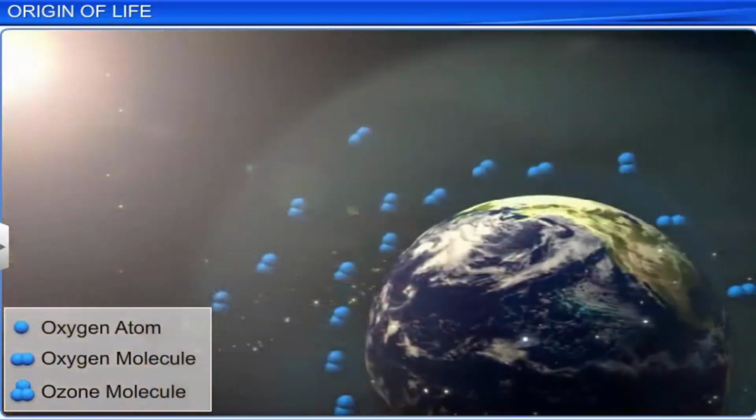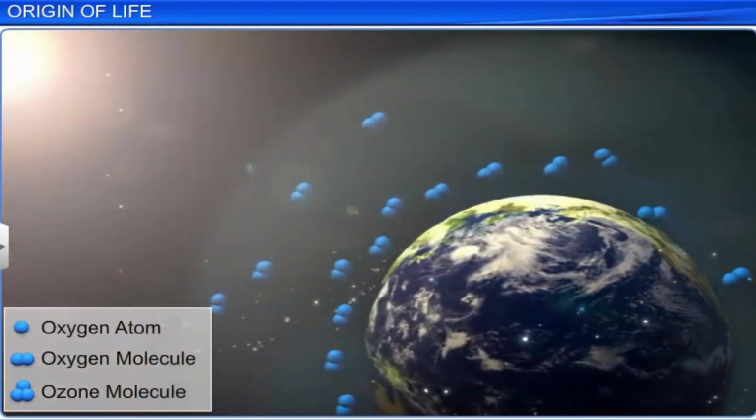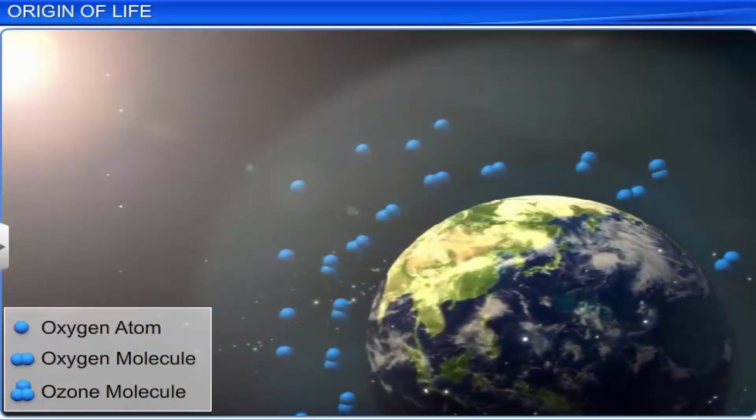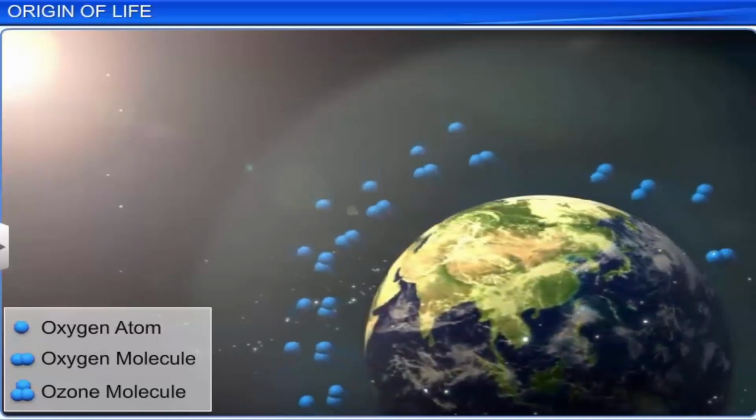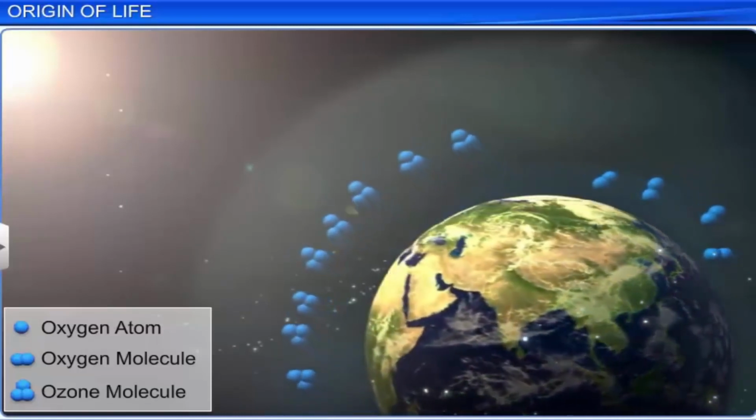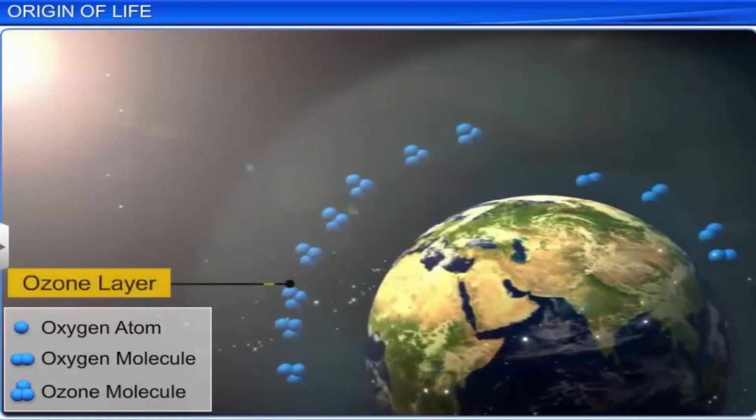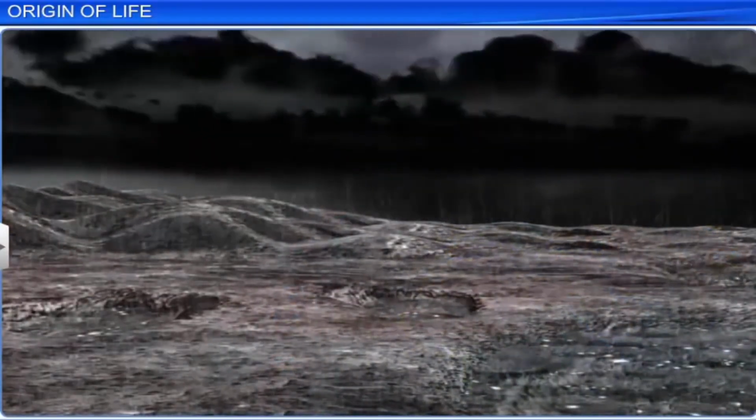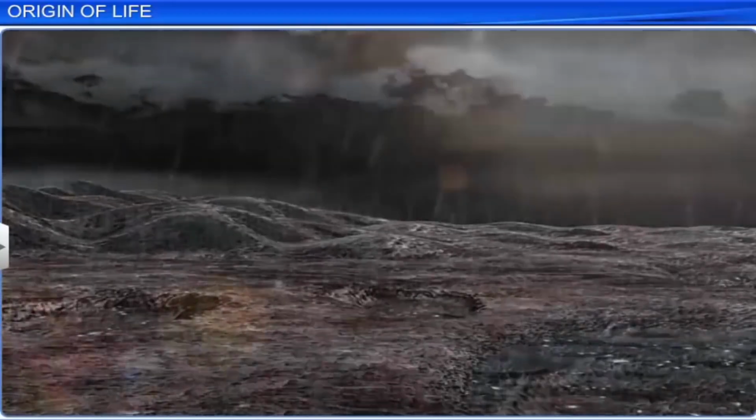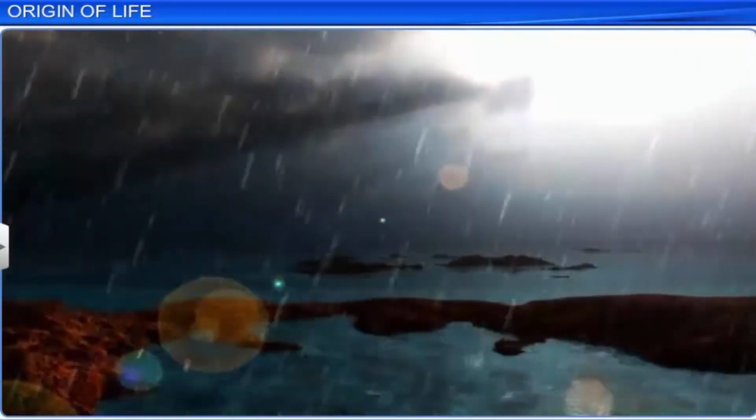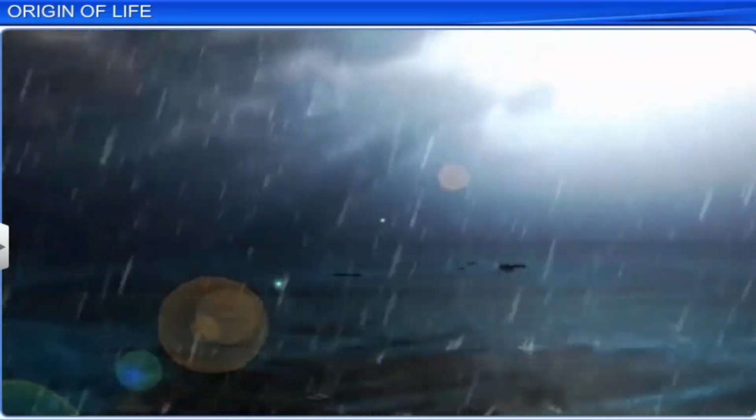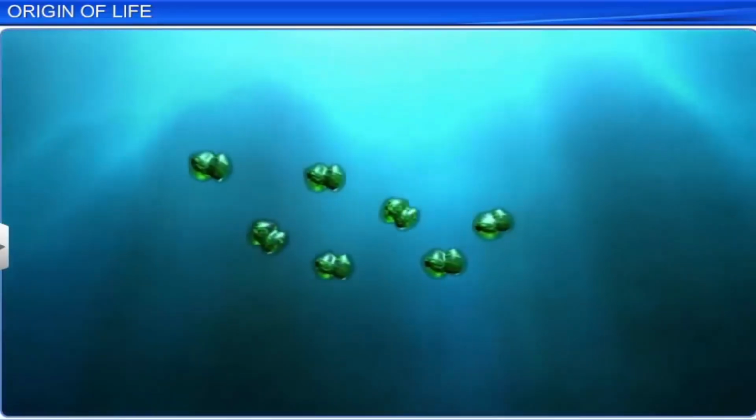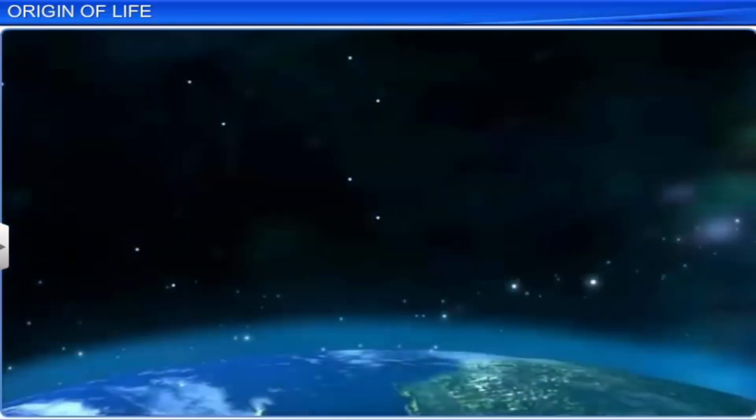The high-energy ultraviolet rays of the sun struck the oxygen molecule and split it into oxygen atoms, which in turn reacted with other oxygen molecules to form ozone, and thus the ozone layer was formed. Some of the water vapor cooled and came down as rain, which filled all the deep depressions on the Earth and formed oceans. It is estimated that life appeared on Earth 500 million years after its formation.